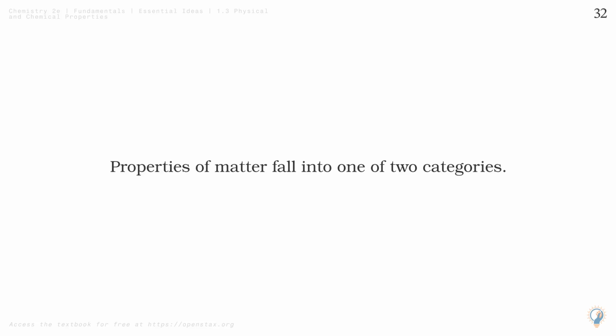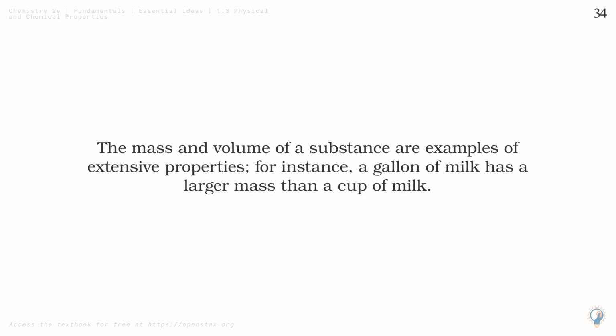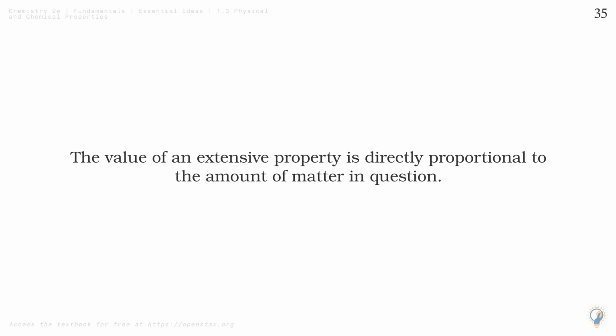Properties of matter fall into one of two categories. If the property depends on the amount of matter present, it is an extensive property. The mass and volume of a substance are examples of extensive properties. For instance, a gallon of milk has a larger mass than a cup of milk. The value of an extensive property is directly proportional to the amount of matter in question.